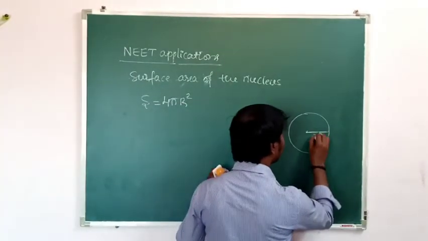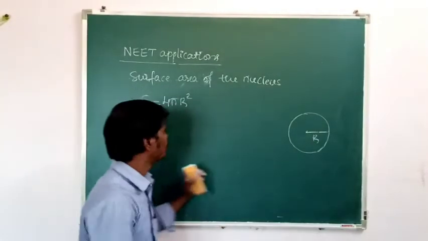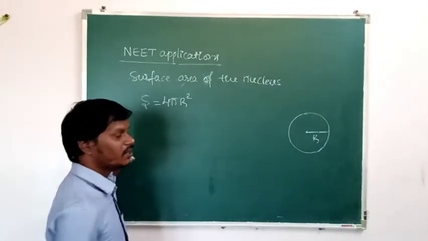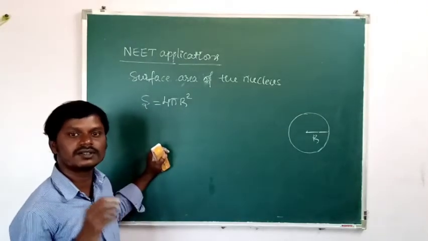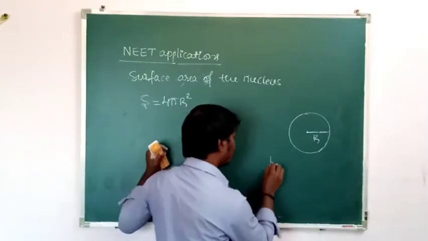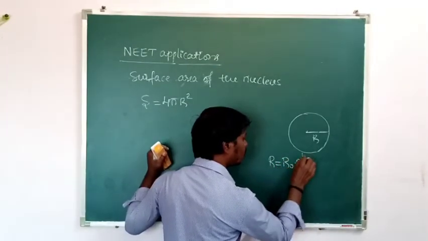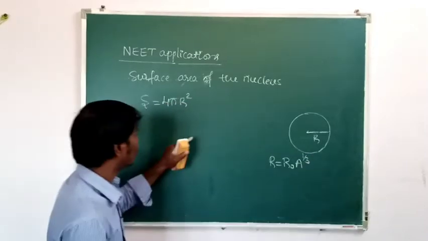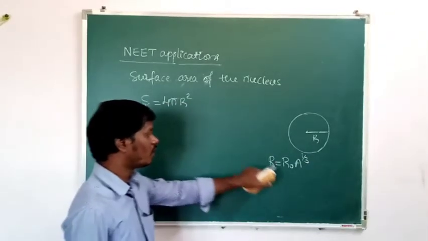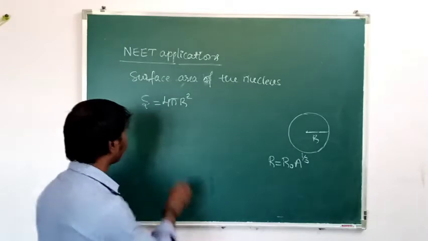It is the radius of the nucleus. And what is the radius of the nucleus? That is r0 into A raised to 1 by 3. The radius of the nucleus can be determined by r is equal to r0 into A raised to 1 by 3. Then wherever r is there, I will put r0 into A raised to 1 by 3.